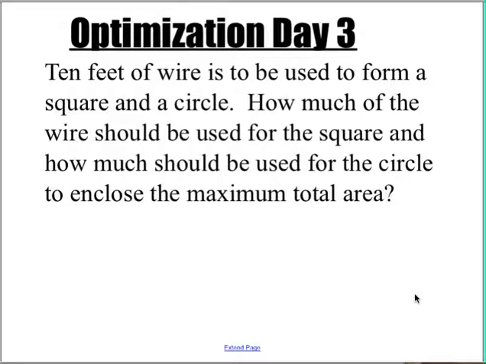approach these optimization problems. So the example I have says 10 feet of wire is to be used to form a square and a circle. How much of the wire should be used for the square and how much should be used for the circle to enclose the maximum total area?